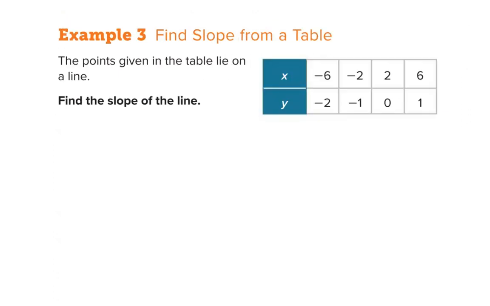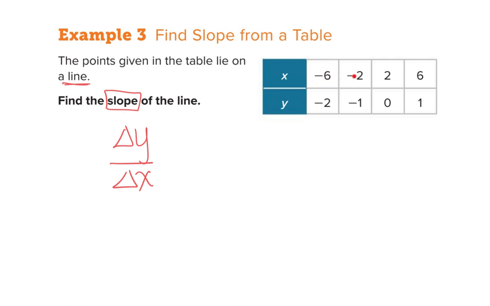Ready for another one? Here we go. So these points in the table lie on a line. The reason that's important is it's telling us that it's increasing or decreasing at a constant rate. And because of that, we can now find the slope of the line. So we want to find our vertical change over our horizontal change, or our change in y over our change in x. Let's see what's happening here to our x's as we're moving across our table.